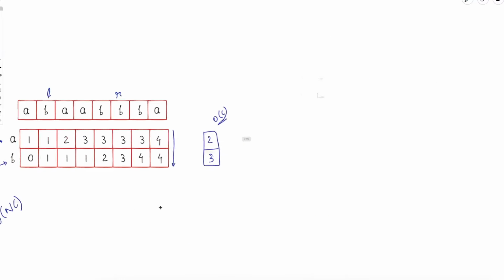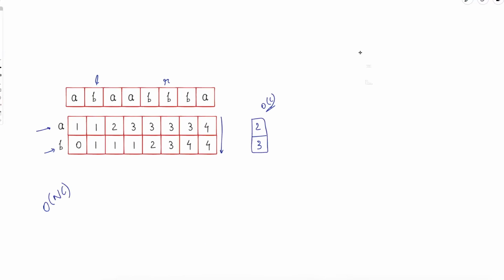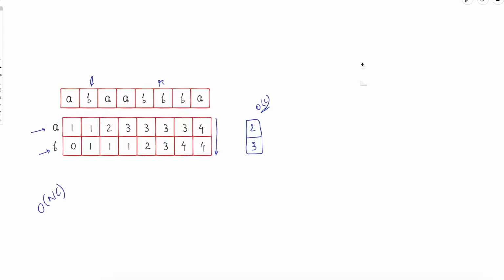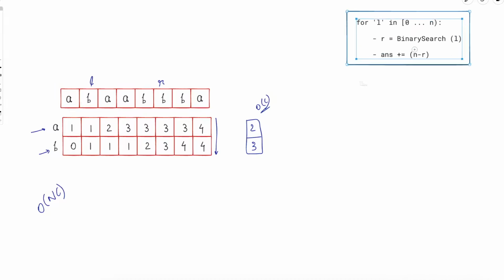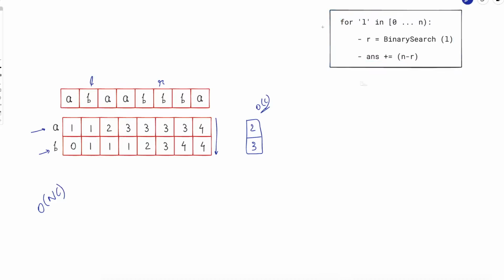So let's look at the pseudocode as well. The pseudocode would be very similar, just that we will not do a linear search, we will do a binary search. So we'll start with every possible L. For every possible L, we'll target what is the first R that is there. Once we get this, we'll simply increment our answer with n minus R.